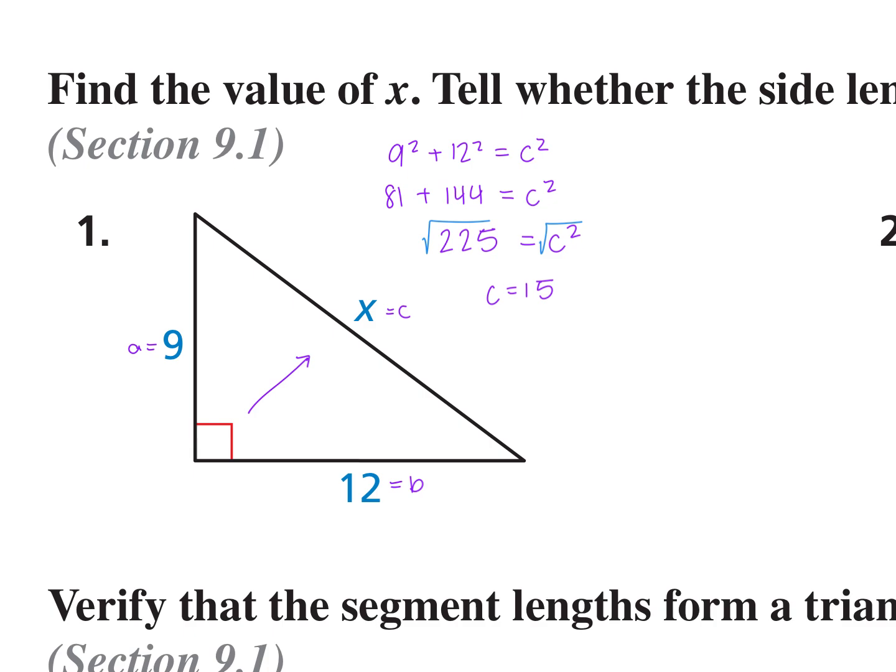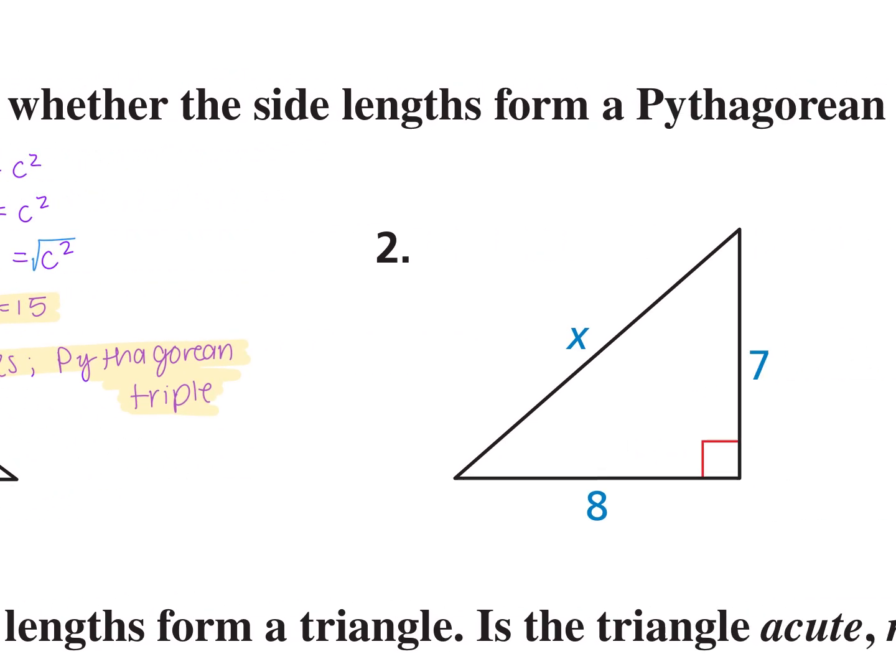Is this a Pythagorean triple? Yes, I have a 9, 12, 15 triangle. Those are all whole numbers. So this is yes. It is a Pythagorean triple. Okay, so you should have had a few answers. You should have had X, and then if it's yes or if it's no.